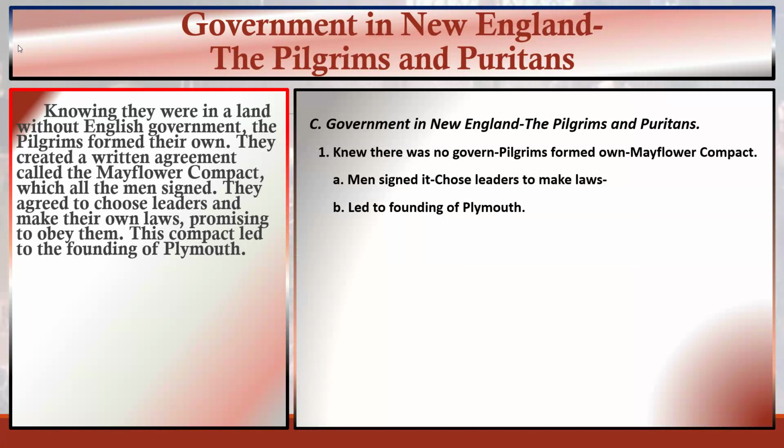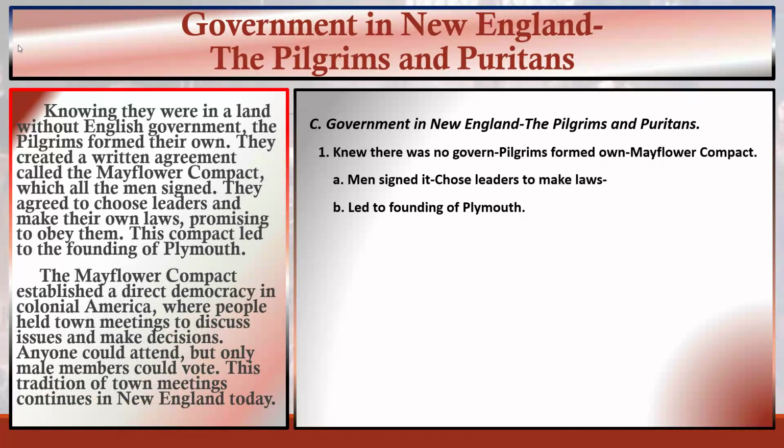Now, if you notice, that put me right to the middle of the paragraph already. Men signed it. Chose leaders to make laws. Led to founding of Plymouth. Okay, I could have said obey laws, but I felt like that was built in with the whole men signed it and choose to obey laws. Okay, or chose leaders to make laws. Okay, so there you go. That's what I had for my summary. If you had said something about obeying laws, you're okay too. Okay, if you did this on your own, that's good. Okay, don't change anything. You're good. Paragraph 1 is done. Let's go to paragraph 2.